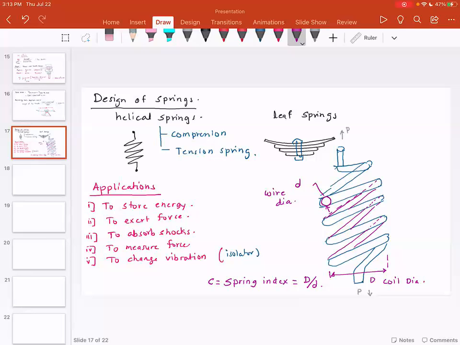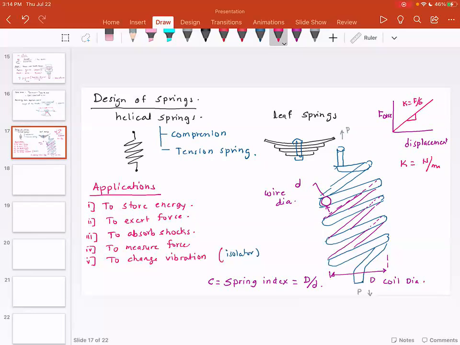Another important property of the spring is spring rate, which is the ratio of force to displacement. So this is force, this is displacement. And if it's a linear spring, K is force divided by delta. Force divided by displacement gives you the spring rate. The unit for spring rate, K, is Newton per meter.